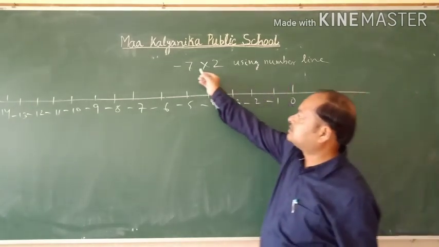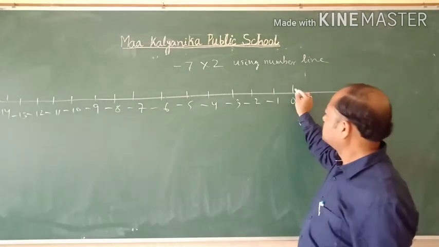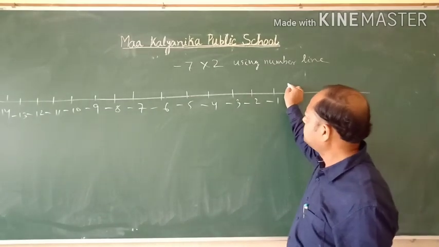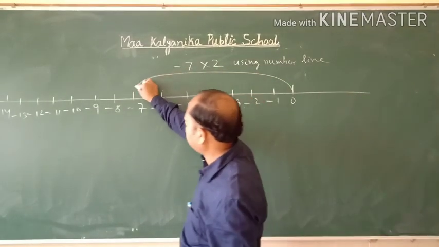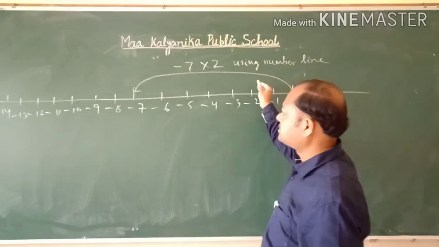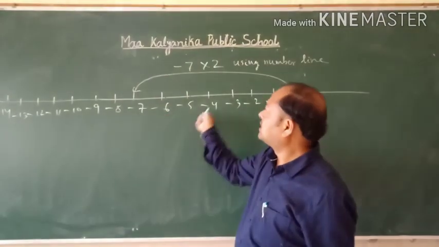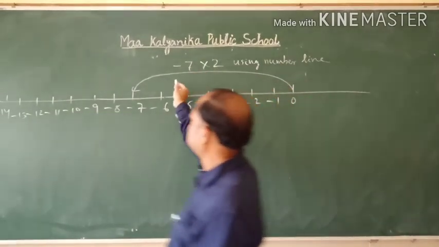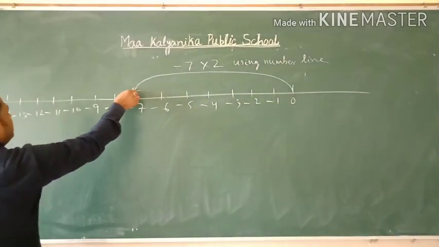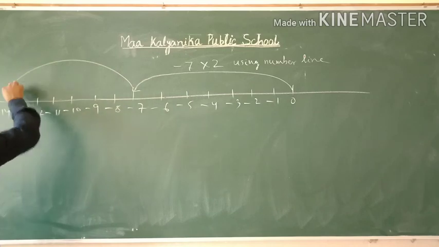So the integer is minus 7. From 0 to minus 7 will jump one time, and into 2 means it will jump 2 times. So here, into 1 time is minus 7. Now again one more time, minus 7. So 2 times it will jump.